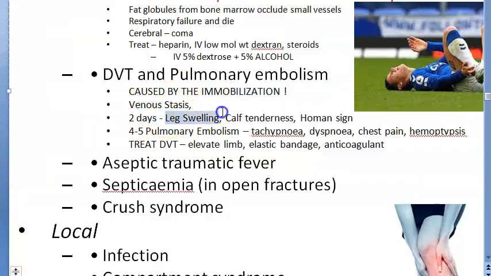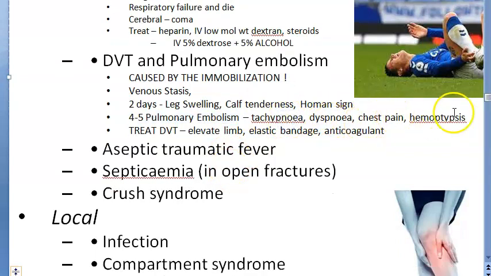So then there will be thrombosis, DVT. How will you know that there is DVT? Leg swelling, calf tenderness, there will be Hoffmann's sign, that is the calf tenderness will get exaggerated by the passive dorsiflexion of the ankle, right, which I'm not sure they will do, but anyways, after a few days what will happen, this DVT can lead to pulmonary embolism, which will lead to tachypnea, dyspnea, chest pain, hemoptysis, which is going to be again a serious thing, right?